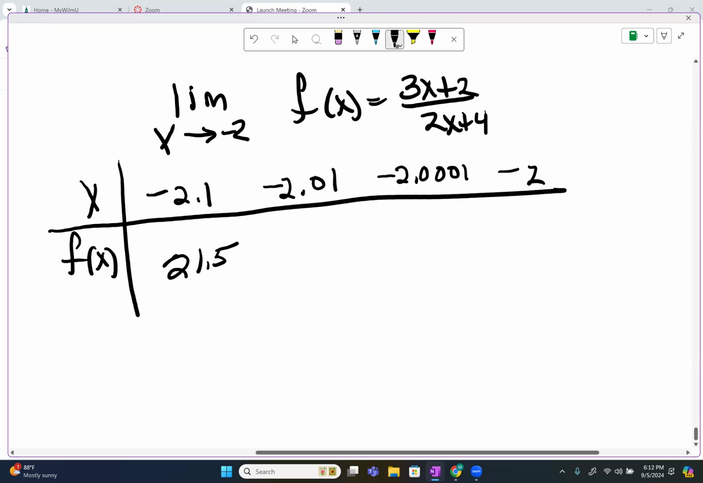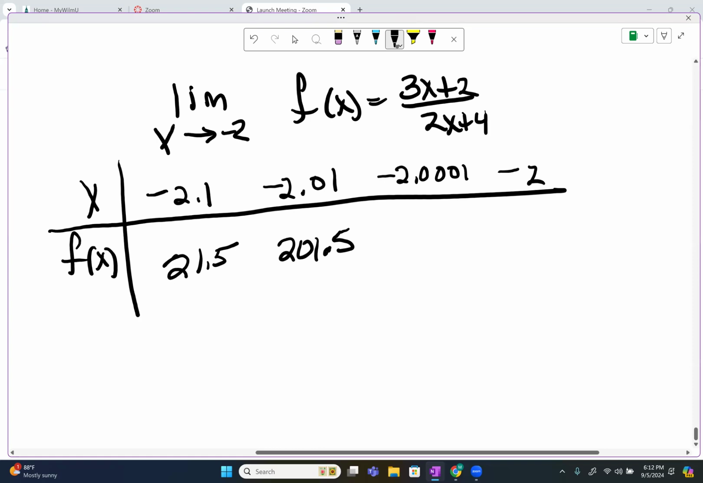Do the same thing for this one. So we will start with 3 times negative 2.01 plus 2. Get that value, and you're going to divide it by 2 times negative 2.01 plus 4. That gives you 201. Let's go with 0.5.